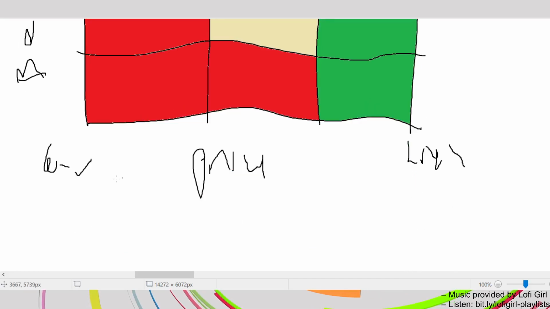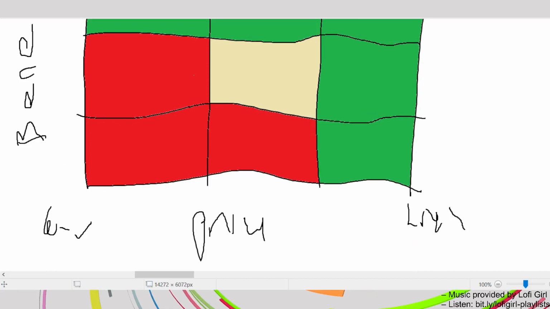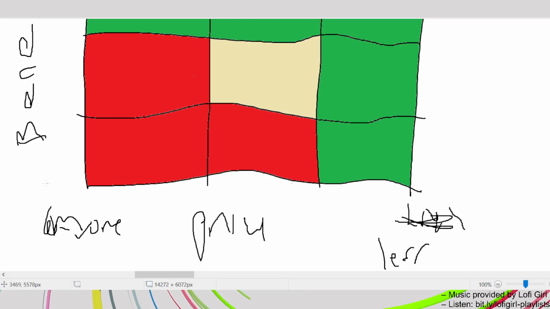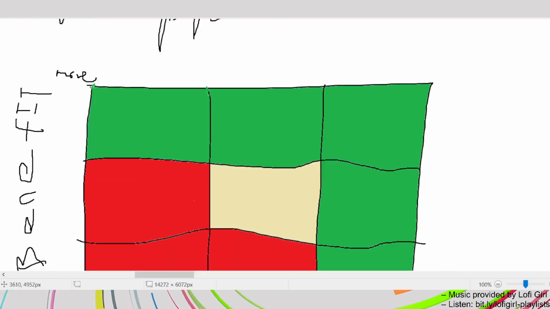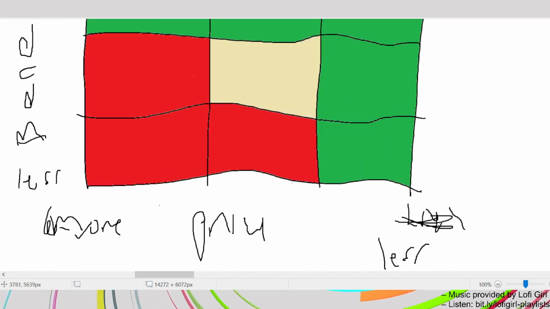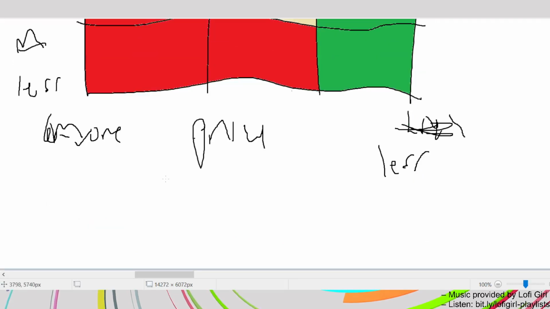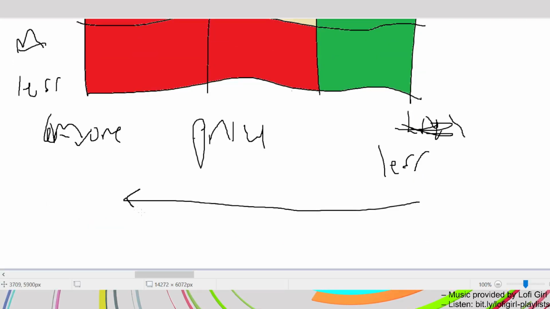If people pay a low price, sorry, wrong way. This is more, this is less. This is less benefit, and this is more benefit. Why is it labeled like this? That's a good question. I'm just following the slide. So the slide is like this. Basically, less to more is here.